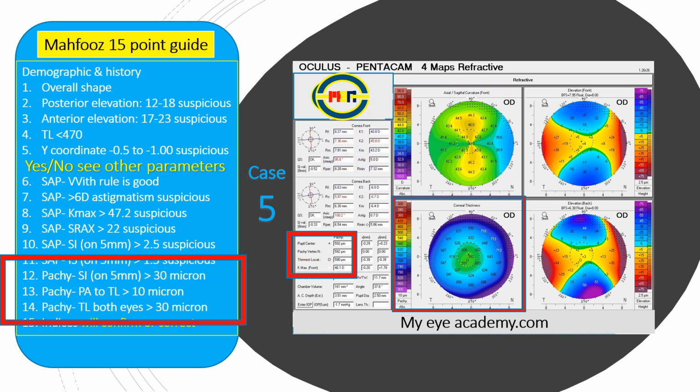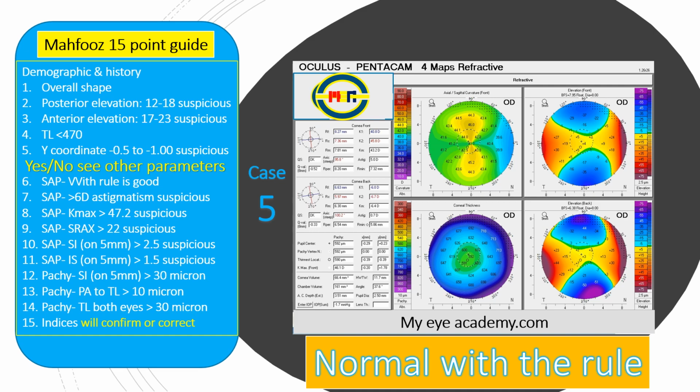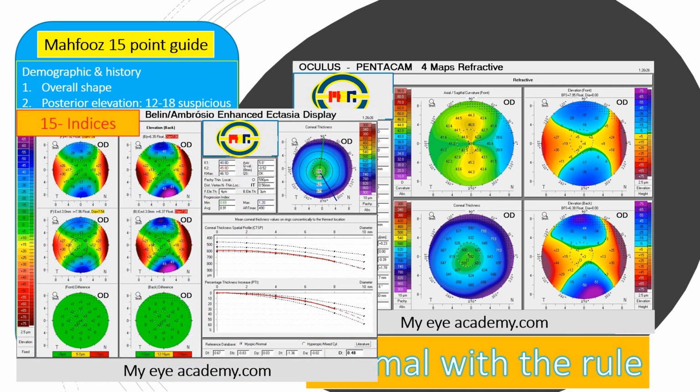Move on to the Pachy map. Less than 30 micron difference at the 5 millimeter circle, and Pachy apex to thinnest location is within the normal range. So all this is indicative of a normal with-the-rule astigmatism cornea, and we can confirm it with the indices. All the indices are within the normal range.